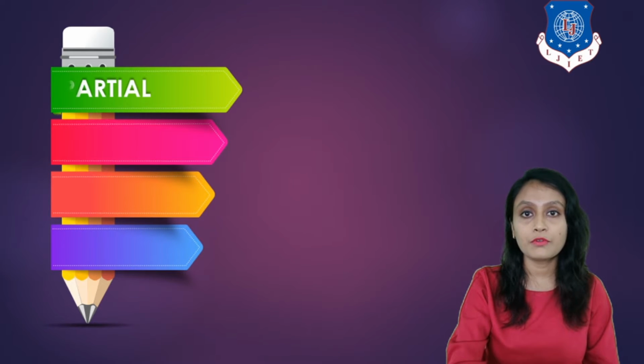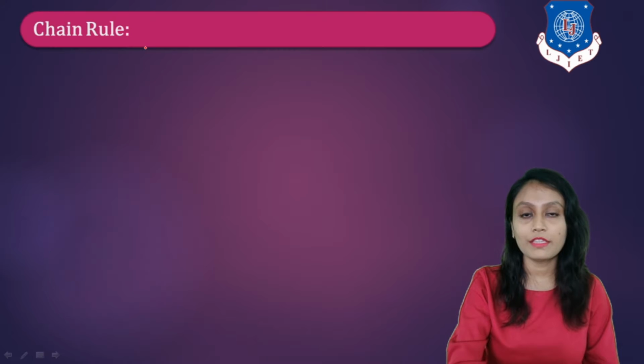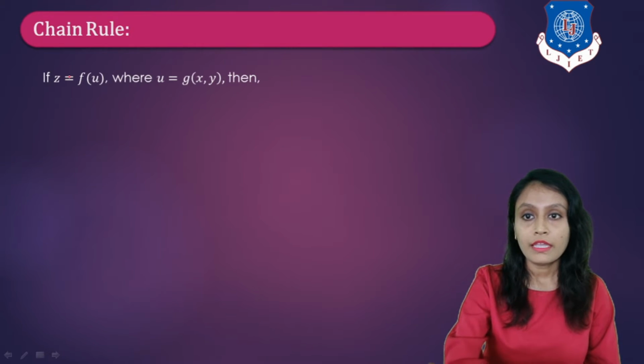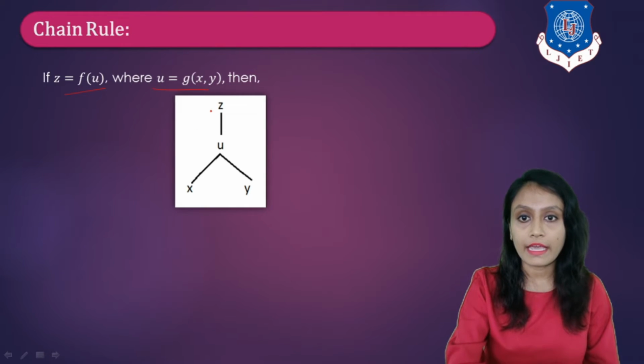Today we will discuss a few more topics of partial derivatives. So let's begin with the first topic, that is the chain rule. If z is a function of u and u is a function of x and y, okay, so let's make a tree diagram.